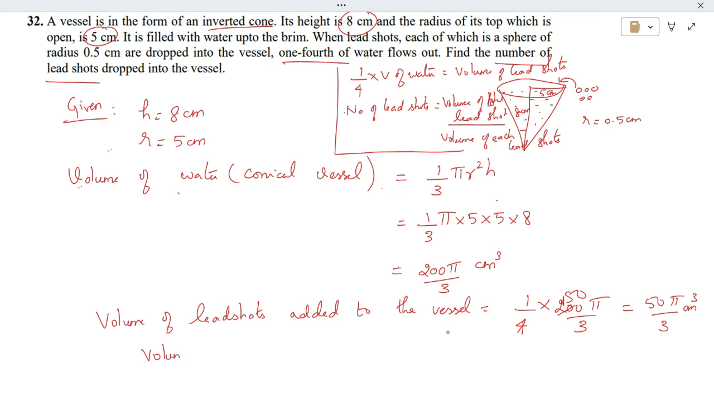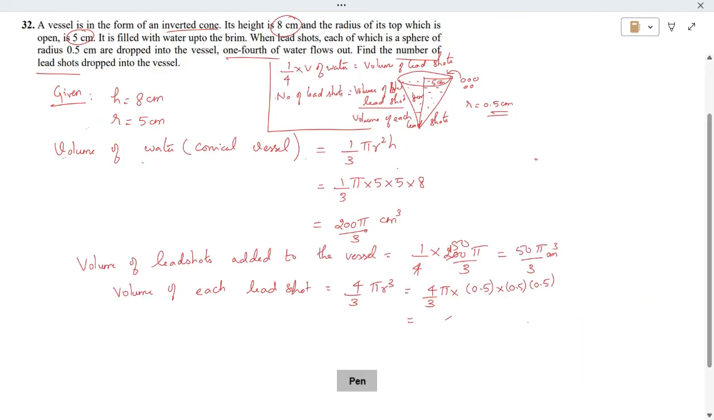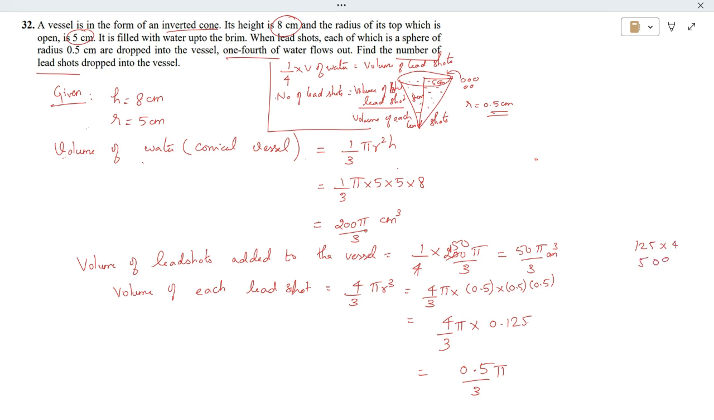Now I need to find the volume of each lead shot. Each lead shot is in the shape of a sphere, so the volume of each lead shot is 4 by 3 pi r cube, which is equal to 4 by 3 pi times r, where r is 0.5, right? We know the radius of a spherical lead shot is 0.5 centimeter, so 0.5 into 0.5 into 0.5. So that is equal to 4 by 3 pi times 0.125. I'm just multiplying 0.5 times 0.5 times 0.5, which is 0.125. And when I multiply, it is going to be 0.5 by 3 pi, isn't it? Because 125 into 4 is 500 and there are 3 decimal digits, so 3 digits from the right I need to place the decimal point. So it is 0.5 by 3 pi.